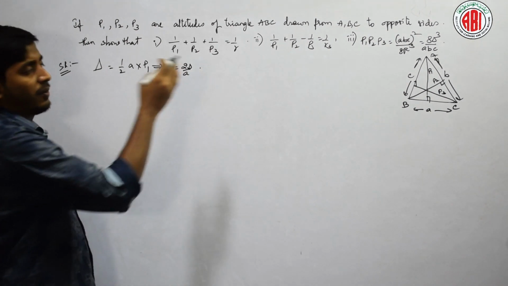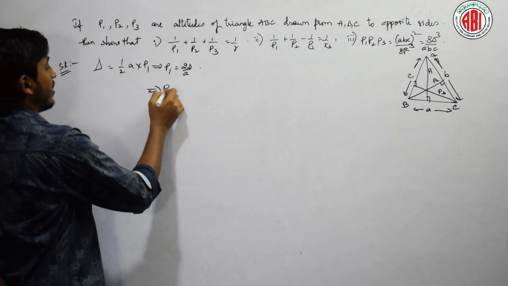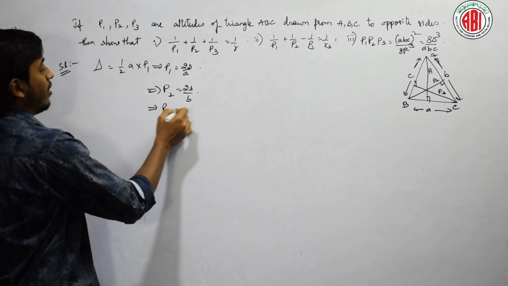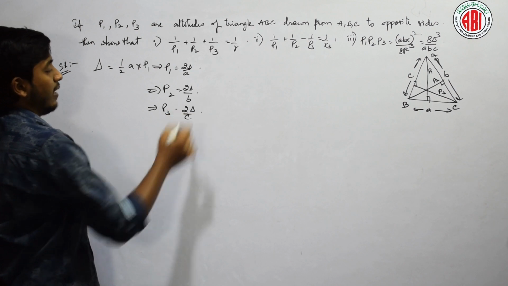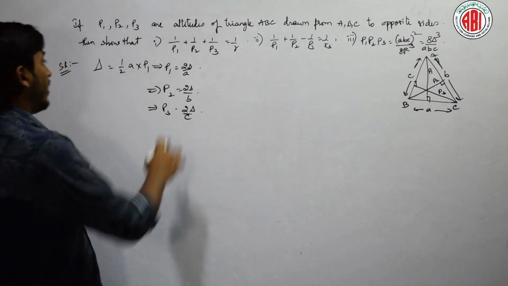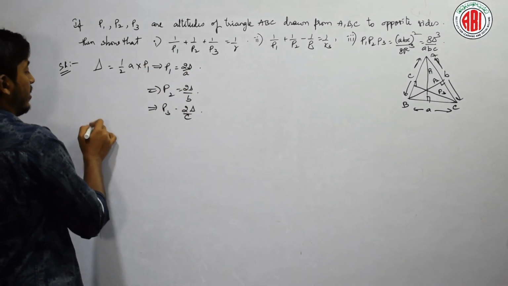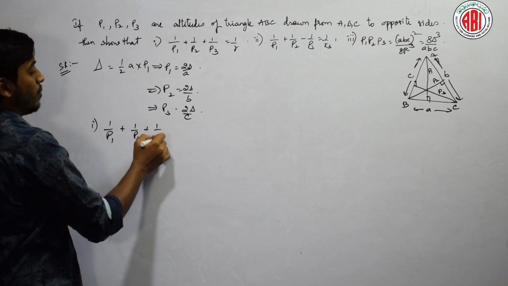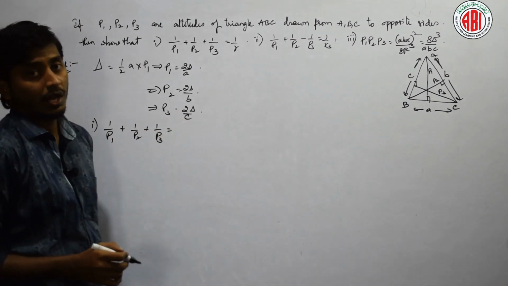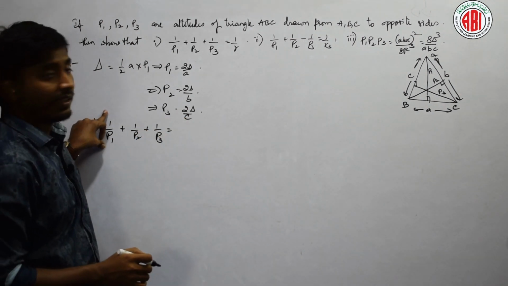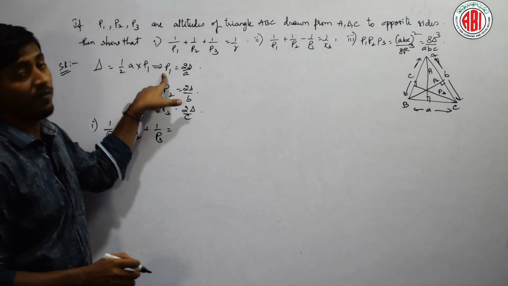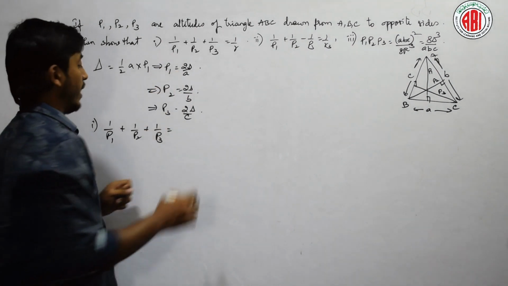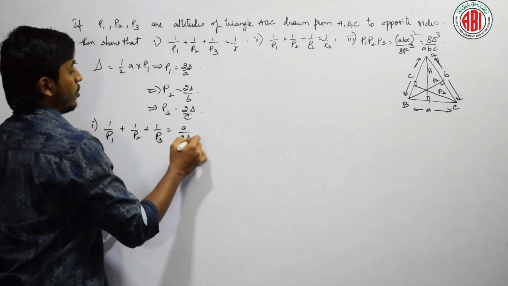Similarly, I can write for P2 and P3 also, right? That is P2 is equal to 2 delta by B and P3 is equal to 2 delta by C. Let us substitute these 3 here. What is LHS given? 1 by P1 plus 1 by P2 plus 1 by P3. What is the reciprocal of P1? We know the value of P1. Let me substitute it here, that will become A by 2 delta.